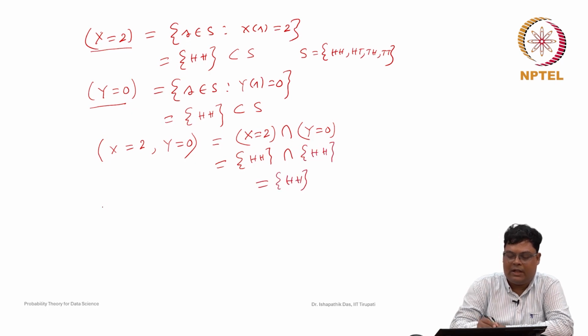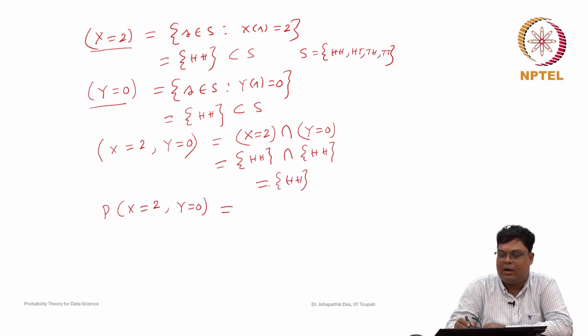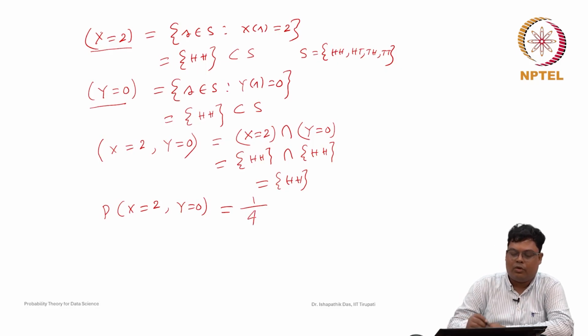So, now we can easily find out what will be the probability of x equal to 2, y is equal to 0. This probability is nothing but there are 4 equally likely points, because we consider the probability of head is half. So, it is an unbiased coin we have assumed. So, this is nothing but 1 out of 4, this is 1 by 4. So, in general how we define this?